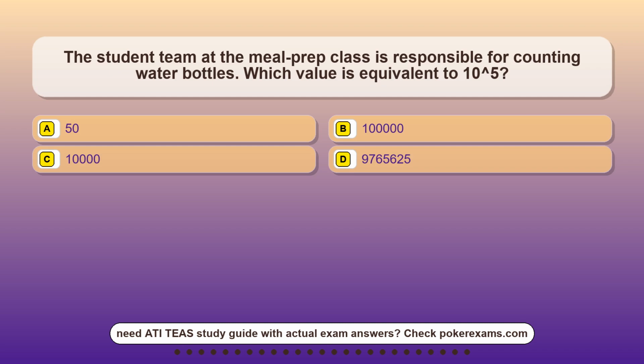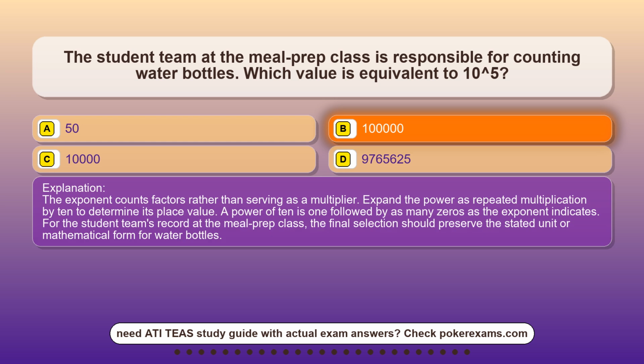Question 9. The student team at the meal-prep class is responsible for counting water bottles. Which value is equivalent to 10 to the power of 5? Option A, 50. Option B, 100,000. Option C, 10,000. Option D, 9765625. The correct answer is option B, 100,000.